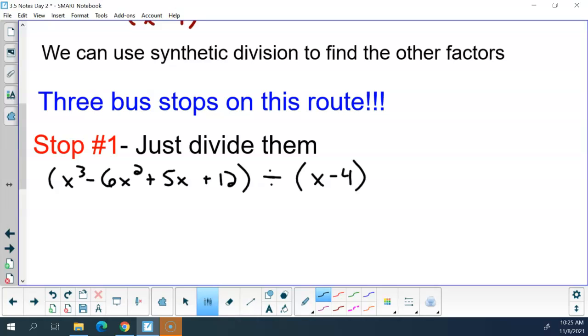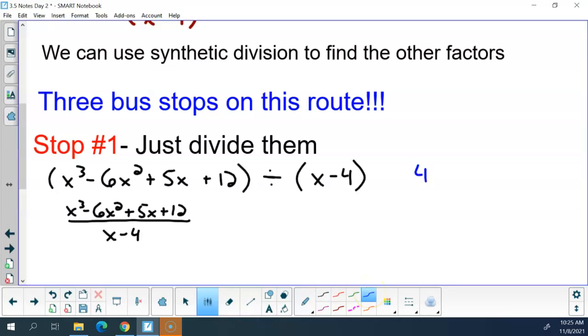There are going to be very few words that go along with this one. It's just going to be like that, or it's going to be in a fraction form. But you just divide it. You can do long division, or you can do synthetic division because it's a special linear factor.